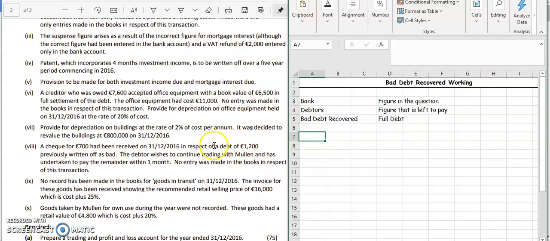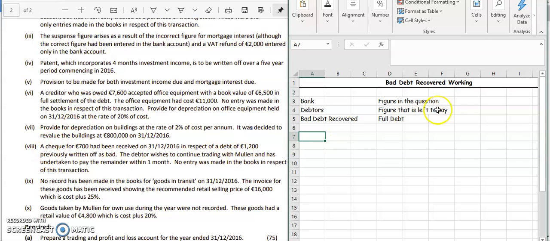Okay, so let's have a look at the adjustment for a bad debt recovered. Somebody is a bad debt in our books, but now they've started to pay us money back. How do we treat that adjustment? So once again, we're going to be using the 2017 M.Mullen question.